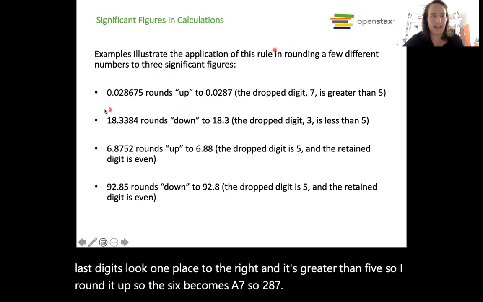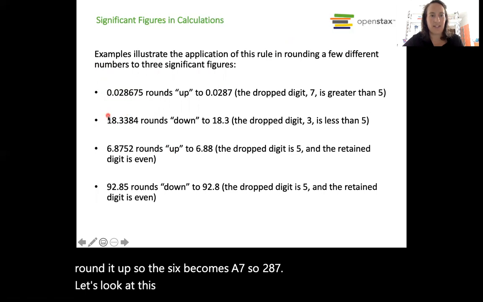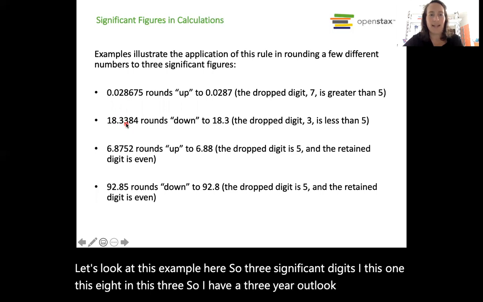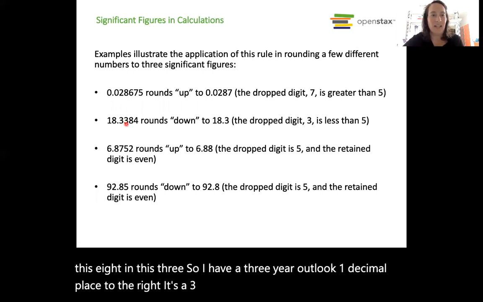Let's look at this example here. So 3 significant digits. I have this 1, this 8, and this 3. So I have a 3 here. I look 1 decimal place to the right. It's a 3. So I need to round it down. So it stays 18.3.